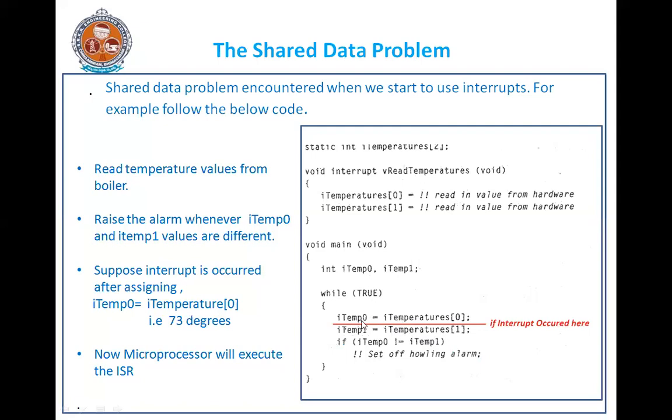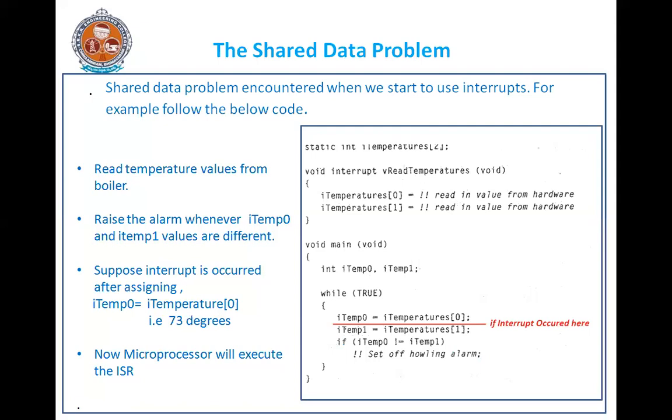Suppose this is a routine that reads temperatures from the boiler. Whenever the temperatures are different, that is iTemperatures of 0 and iTemperatures of 1, the temperatures need to be equal at any two different locations. So when the temperatures are different, it will raise an alarm.